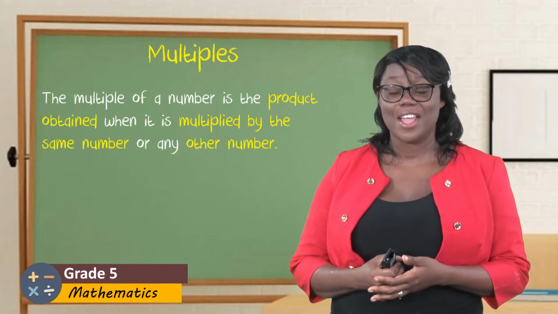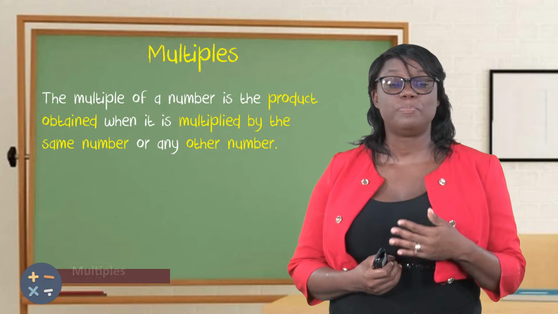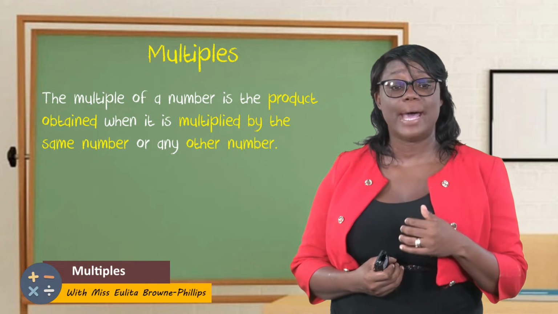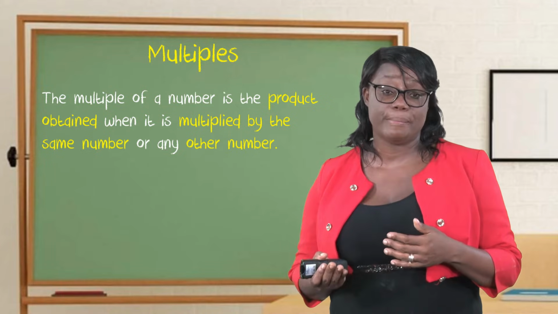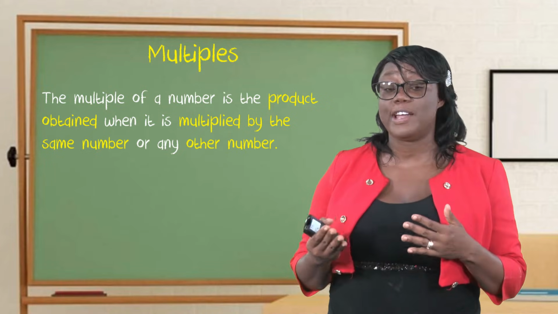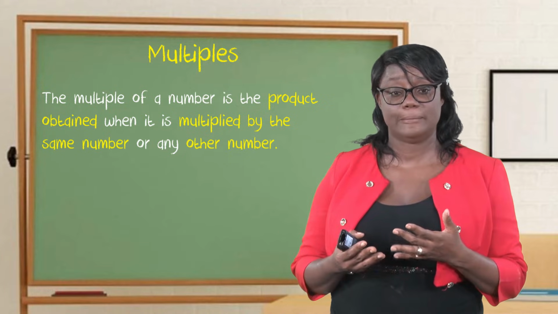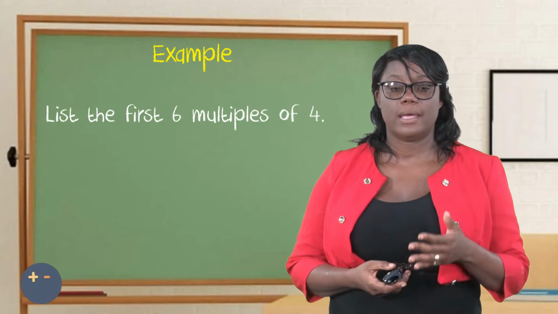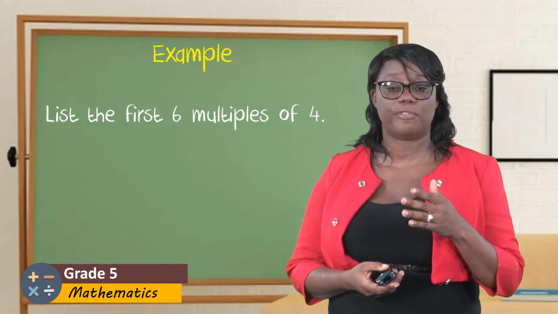Okay. Now, the multiple of a number is the product obtained when it is multiplied by the same number or any other number. So basically, to find the multiples of numbers, we multiply. So for our example, list the first 6 multiples of 4.